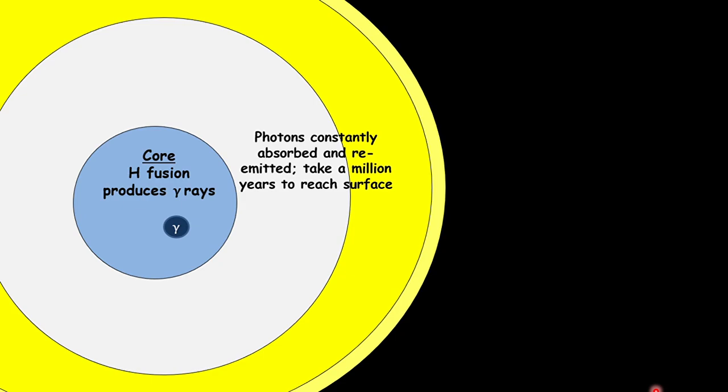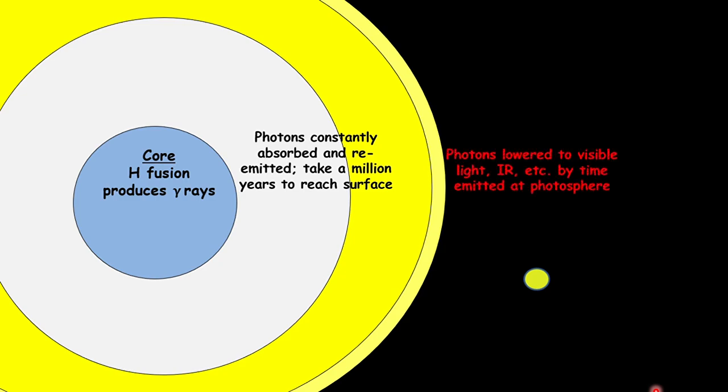So it's going to spend about 1 million years bouncing around through the plasma and the gas of the sun before it reaches the surface. And with every collision, it loses a little bit of energy, and the wavelength gets stretched out to longer and longer wavelengths, so that by the time the photons of electromagnetic radiation reach the surface, they've been stretched out from gamma rays to visible light and infrared.